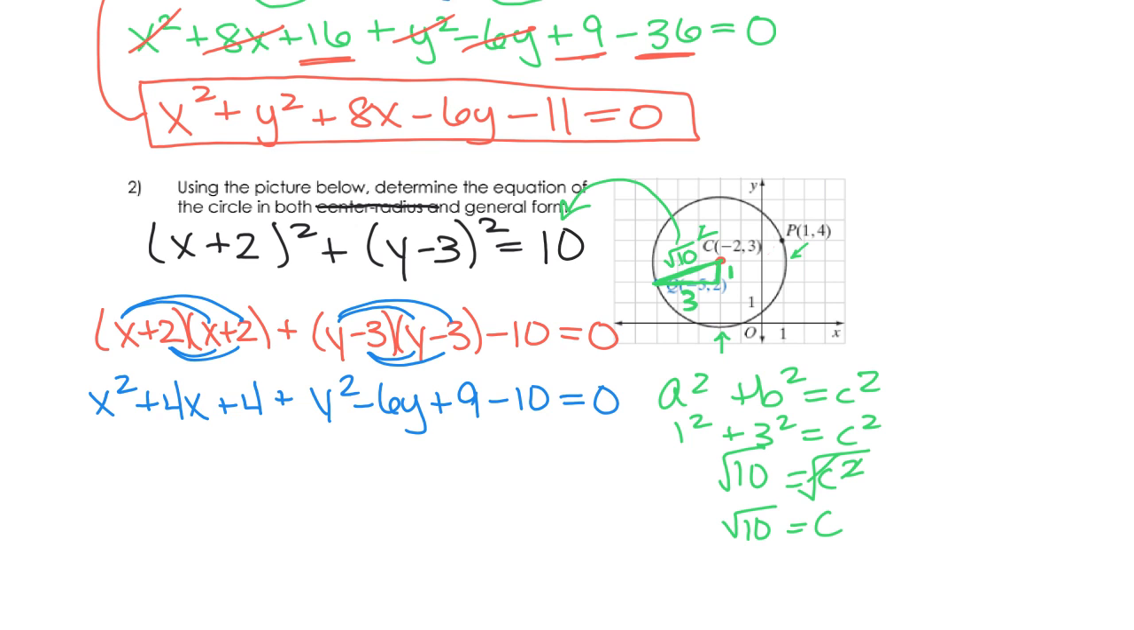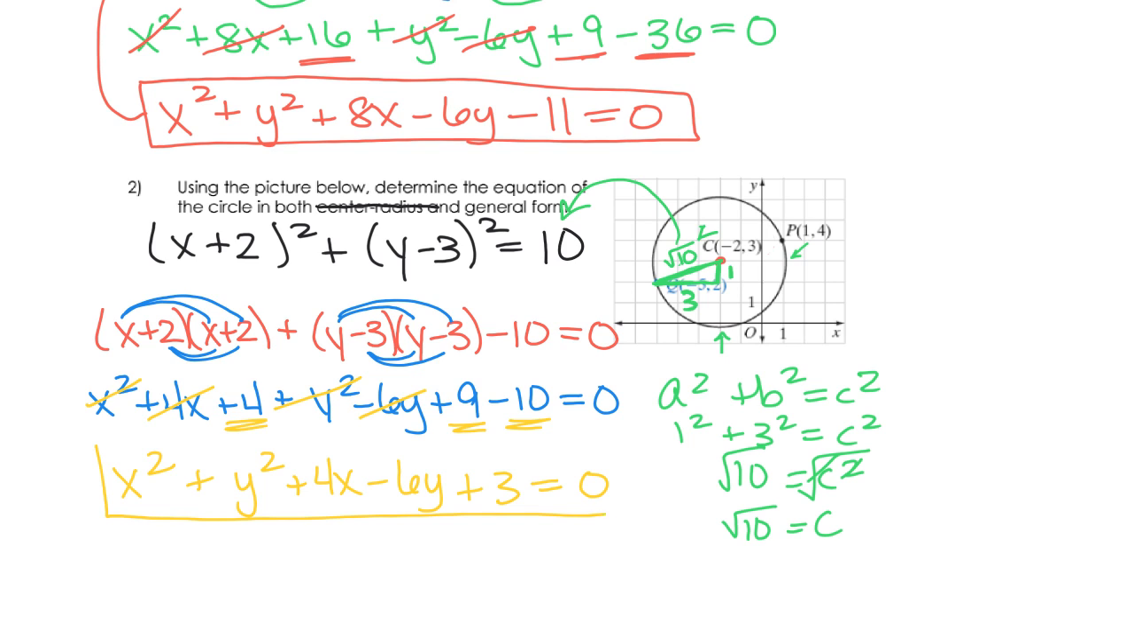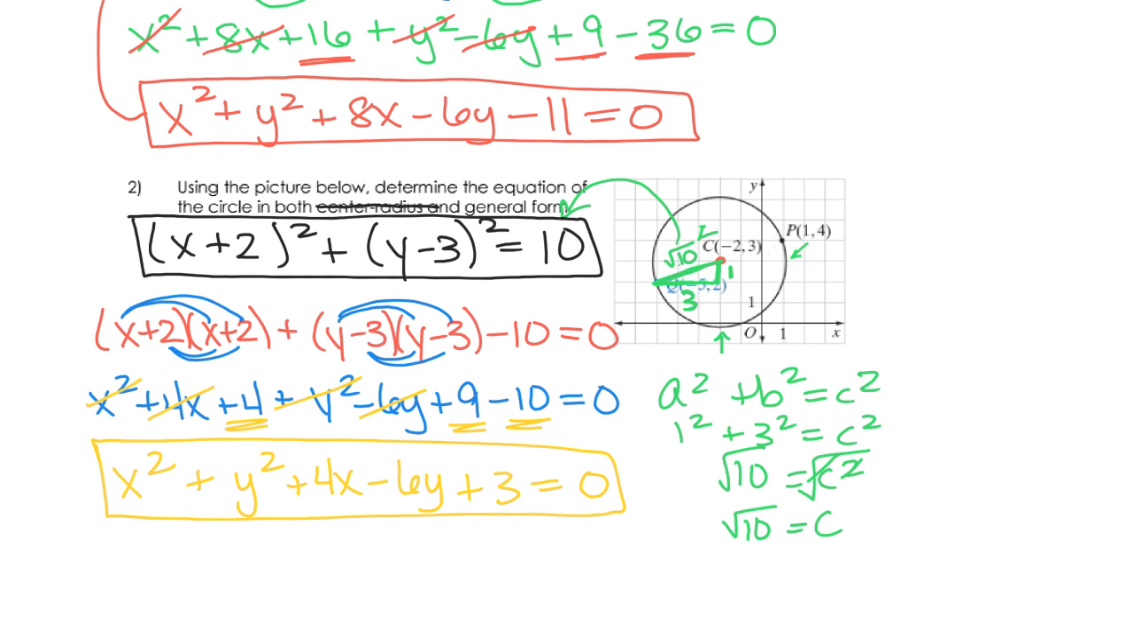Now time to reorder. And I end up with x squared plus y squared plus 4x minus 6y. 4 plus 9 is 13. 13 minus 10 is a positive 3 equals 0. And there is my general form. And this is my center radius form. It has exactly the same information in it, just looks a little bit different.